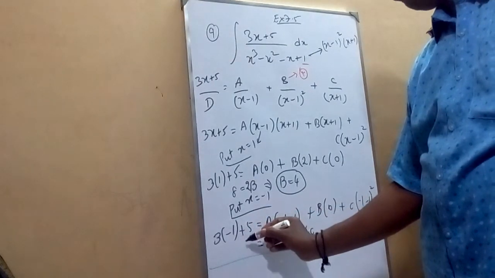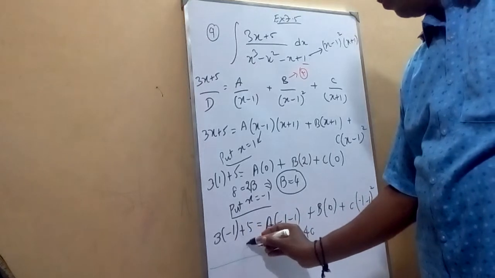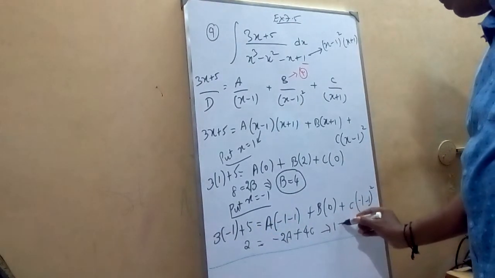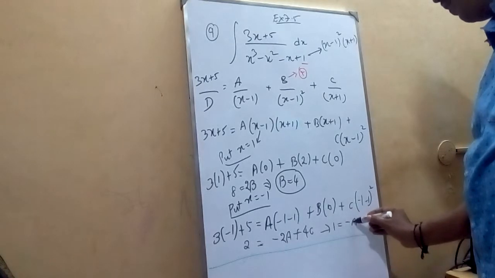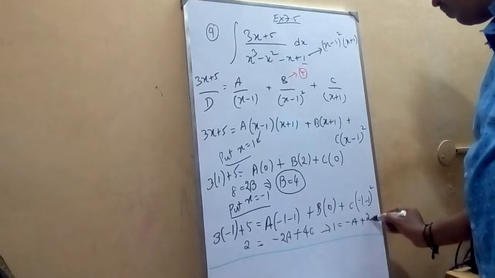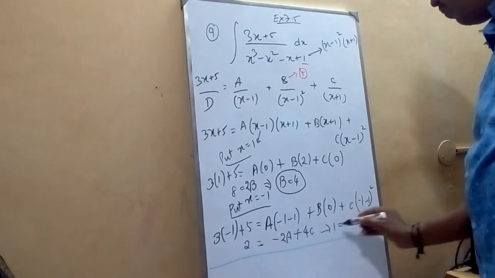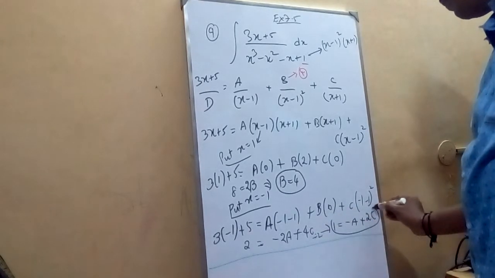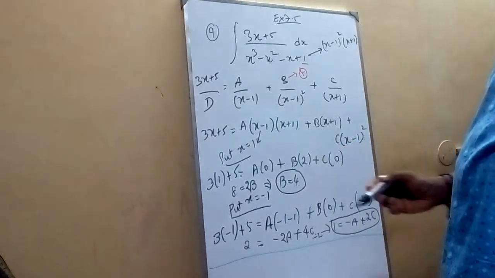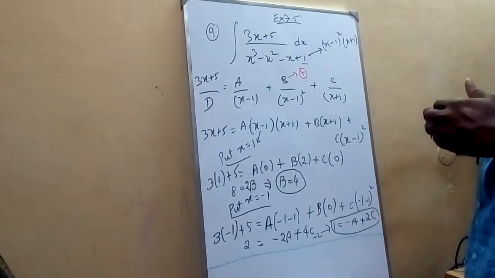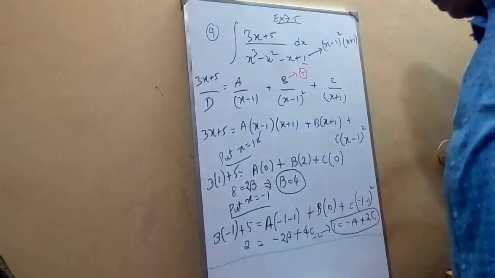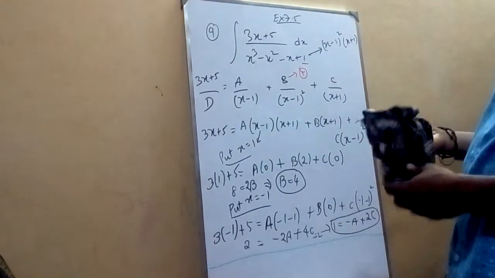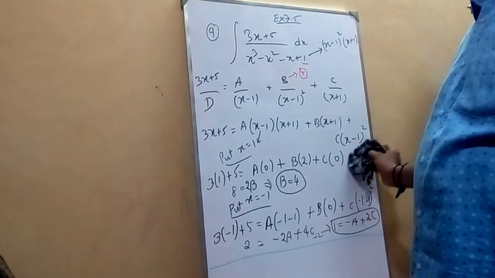3 minus 5, minus 3, 5 minus 3, 2. This implies 1 is equal to minus a plus 2c, dividing throughout by 2, it becomes like this. Now you know only this value, but I do not know this value. What I am going to do is, I tell you one simple method, put x equal to 0 and get the equation, you can solve it easily. And that is what I am going to do.